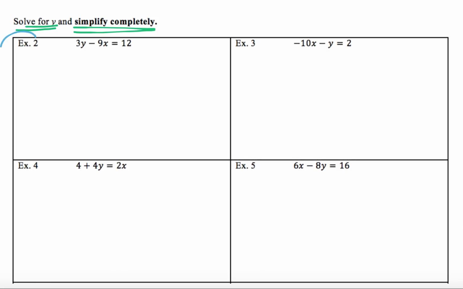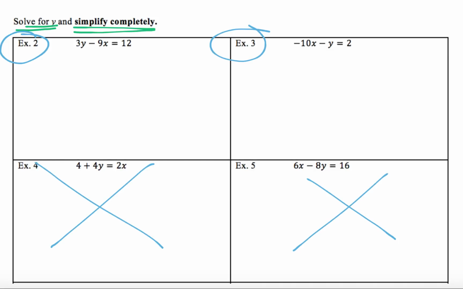Try examples 2 and 3 on your own tonight, and please do not go ahead yet to 4 and 5. Those are ones that we will look at in class. And email or write down if you have any questions.